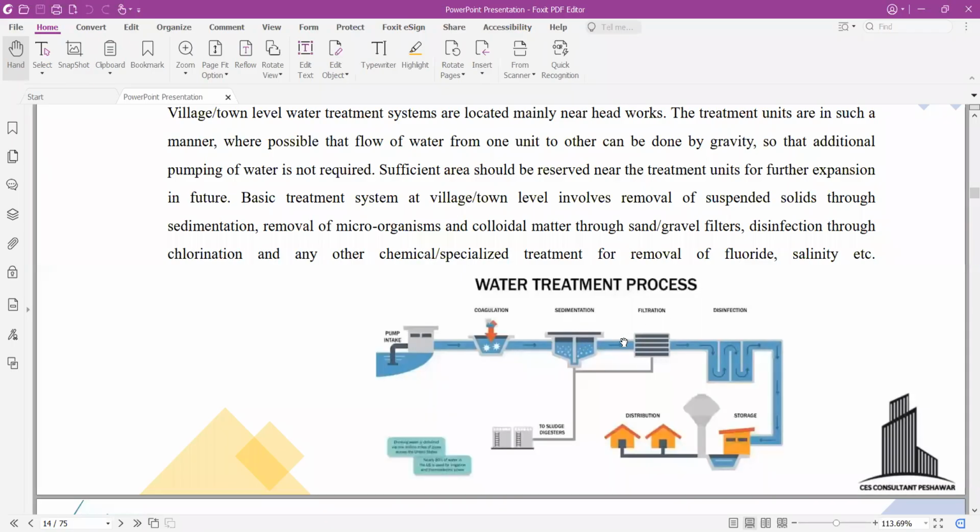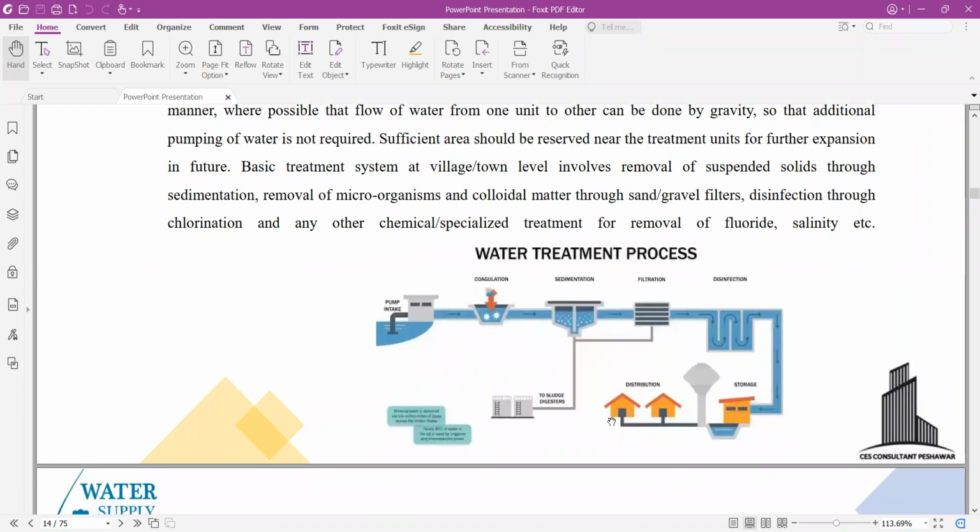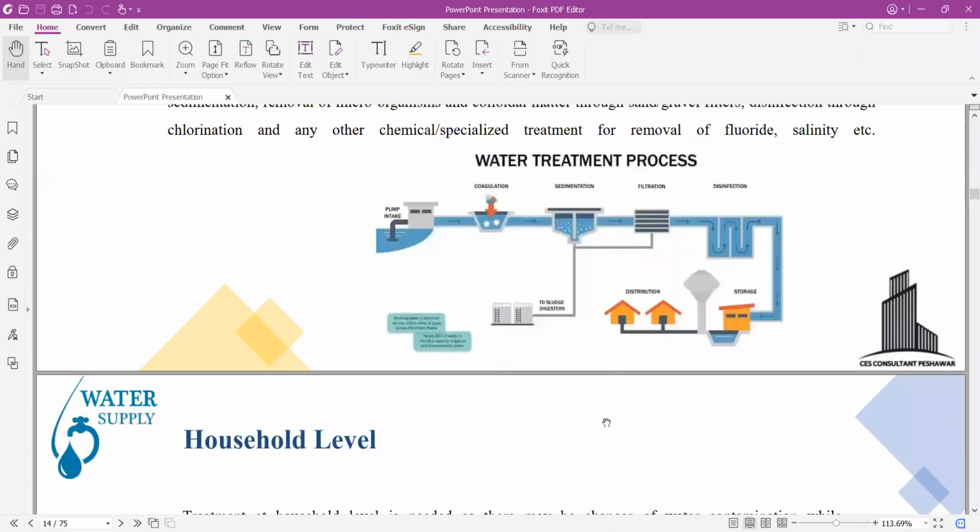So for the filtration method, the sand filter or the rapid filter can be applied to filter the water, and after passing through the filtration, the water is then passed to disinfection where chlorine is provided to improve the quality of water, and after that it is pumped through the pump to the storage. After storing the water in elevated storage, it is distributed through the distribution mainline, subline, and branches to provide water to houses.